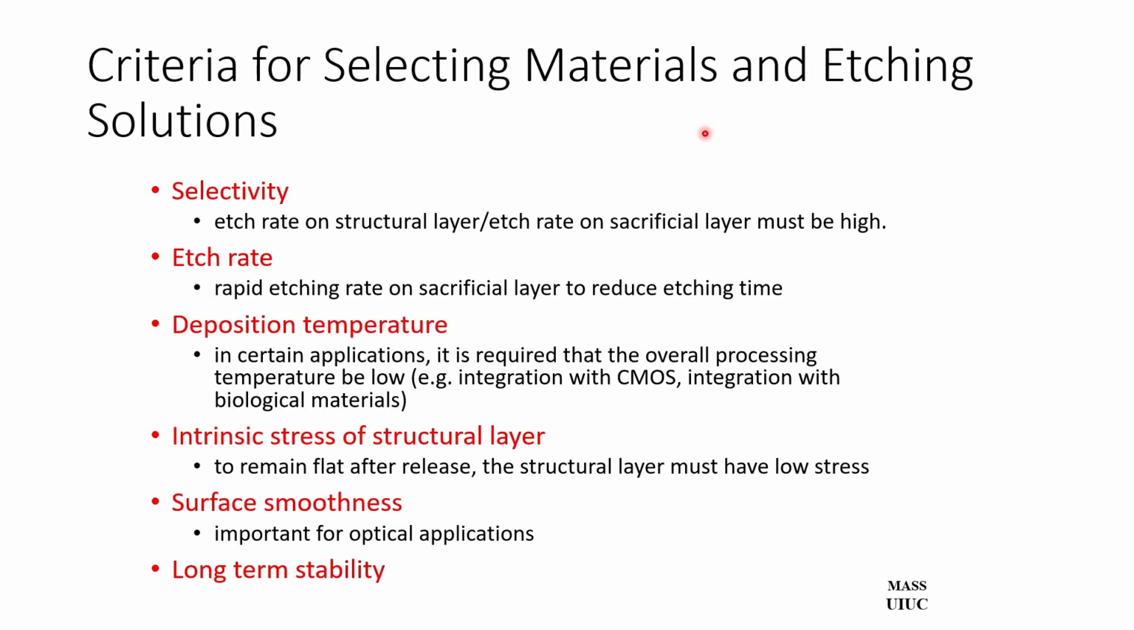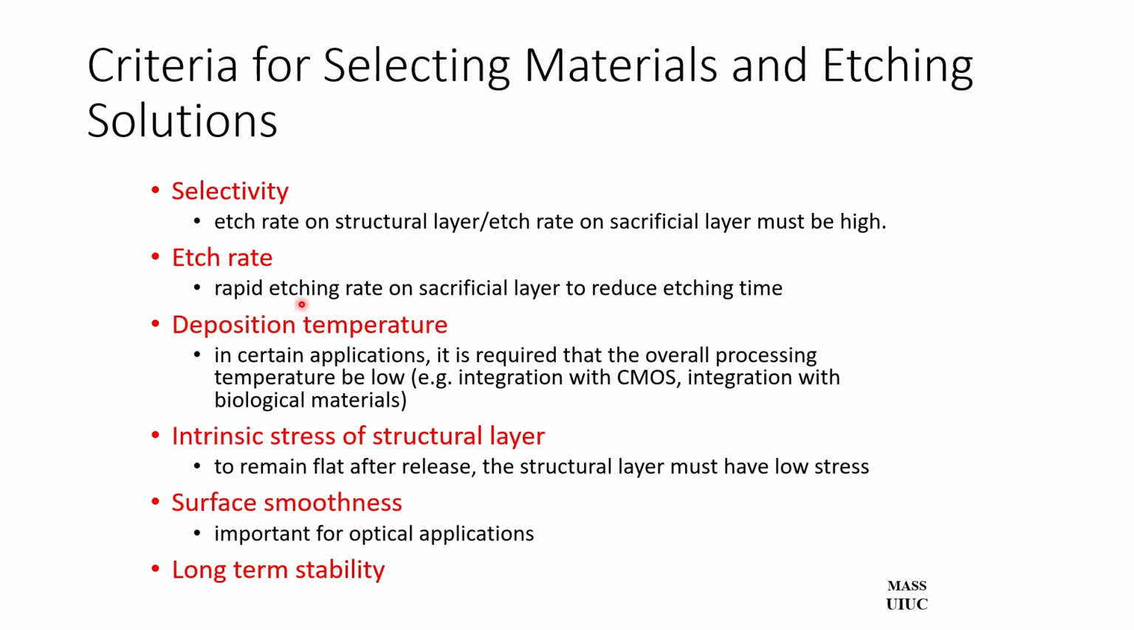The criteria for selecting materials and etching solutions are the following. Number one is selectivity. The etch rate on structural layers and the etch rate on sacrificial layers must be as high as possible. You don't want something that is below 10, for example. In that case, you have to do extremely good timing control. And timing control is always not good for production because it's not robust. The etch rate needs to be considered. Ideally, we want a high etch rate on sacrificial layers to reduce etch time.